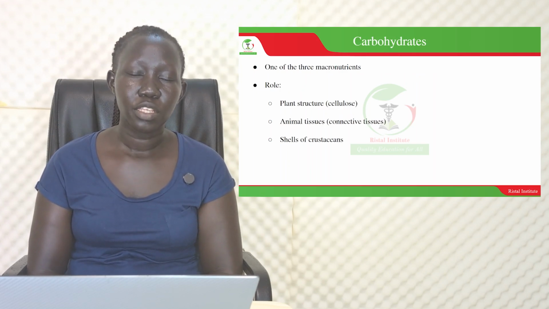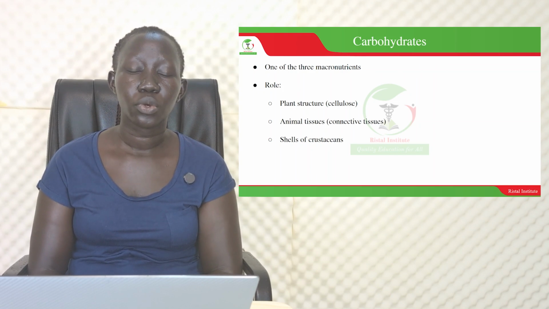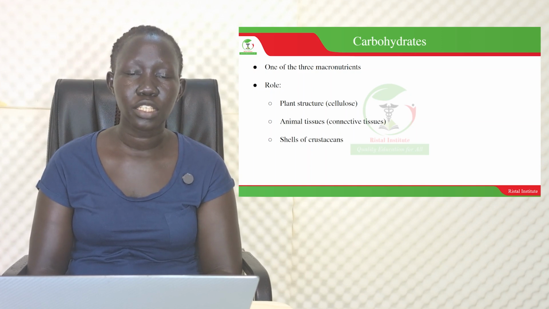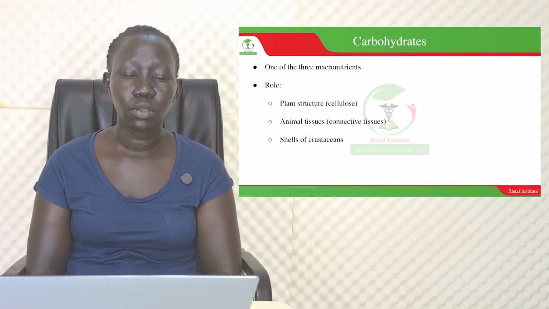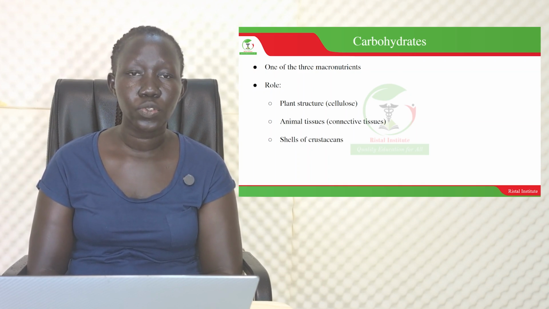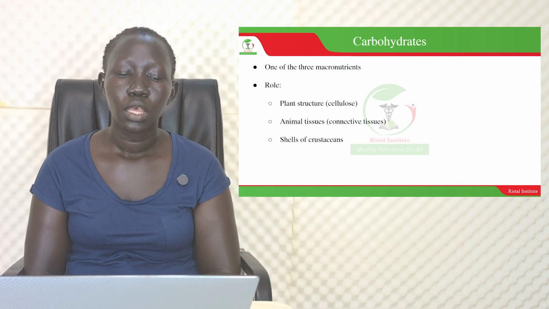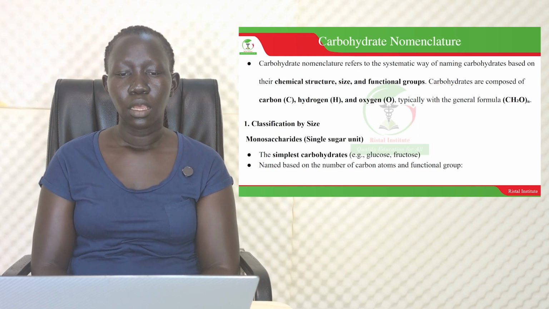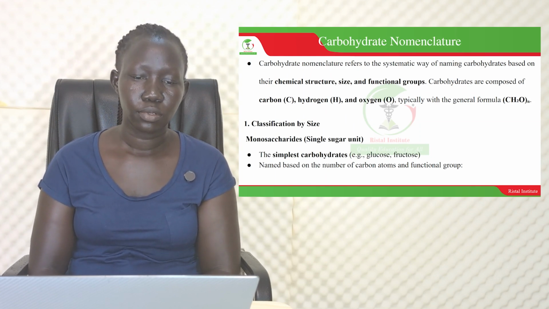Carbohydrates is one of the three major nutrients or the macronutrients. And the role of carbohydrates includes plant structure. It provides plants with their structure, that is cellulose. And it is also important in the formation of animal tissues, for example, connective tissues, and provides the shells of crustaceans. The nomenclature of carbohydrates.